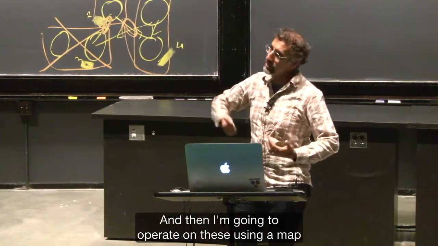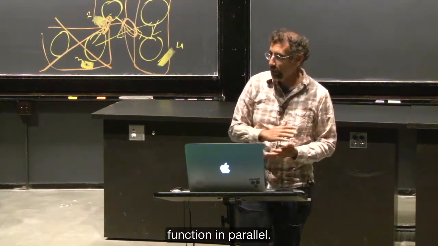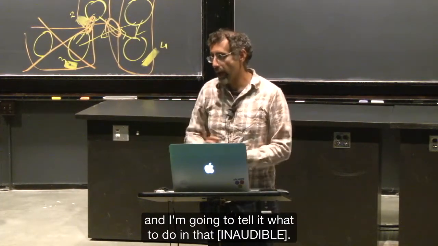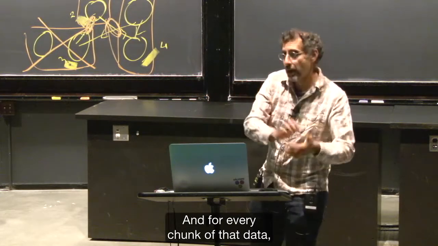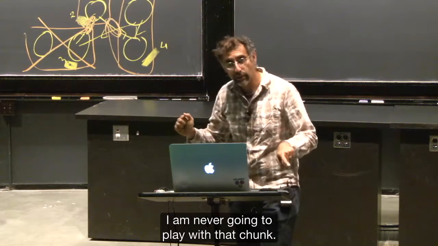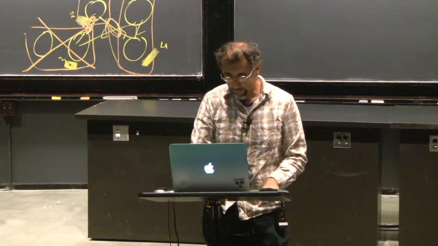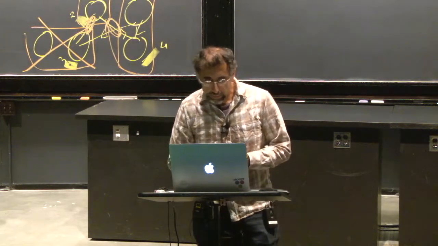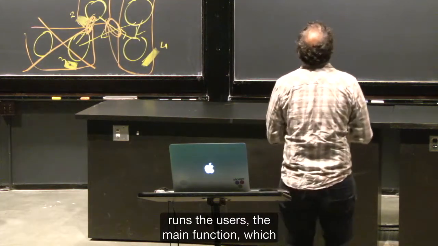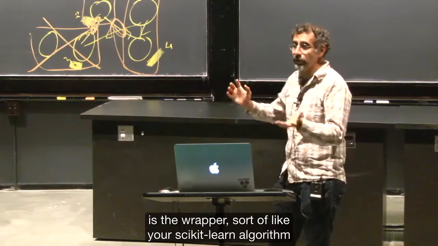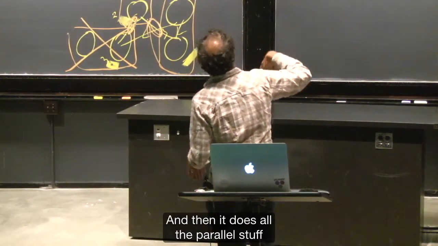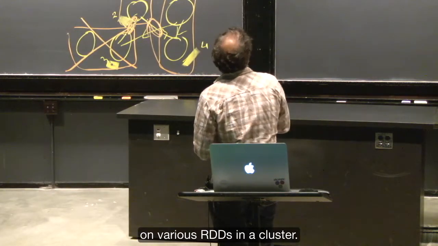And then I'm going to operate on these using the map function in parallel. Or rather, they are going to operate on it for me, and I'm going to tell it what to do in that map function. And for every chunk of that data, I'm going to output something new. I am never going to play with that chunk. That's the key thing. So you run a driver function that runs the user's main function, which is the wrapper, sort of your scikit-learn algorithm wrapper. And then it does all the parallel stuff on various RDDs in a cluster.